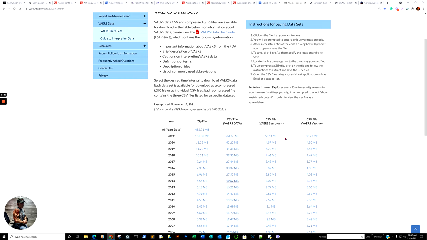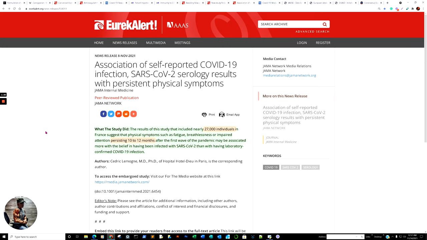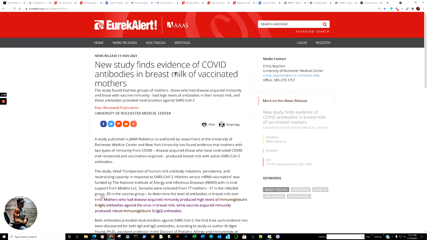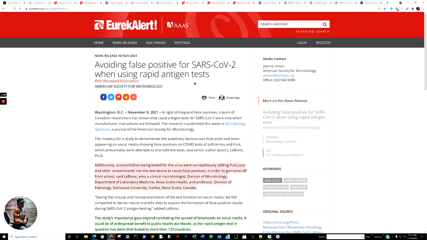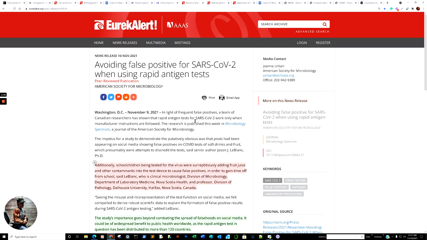All right, let's begin. We looked at that. We looked at the databases. Going backwards. All right, Moderna doesn't want to give anybody any credit for helping invent the vaccine, from the government and the money as well. Long COVID-19, be careful, it may be something else. A lot of people claim to have long COVID-19 but never really had a laboratory-confirmed COVID-19 infection. All right, and then after that, SARS antibodies, at least in human breast milk, are different. Why? We'll find out. False positives, kids, fruit juice, getting out of school, too easy.